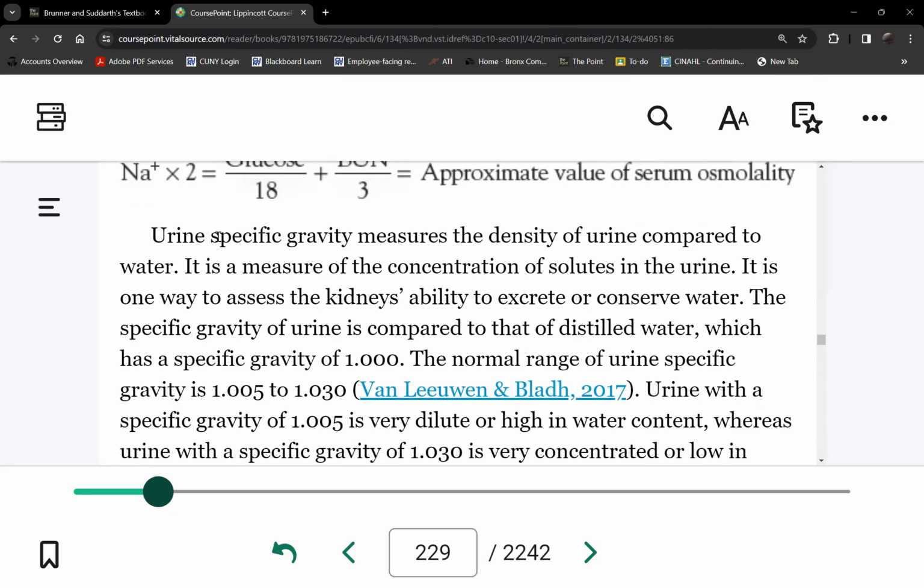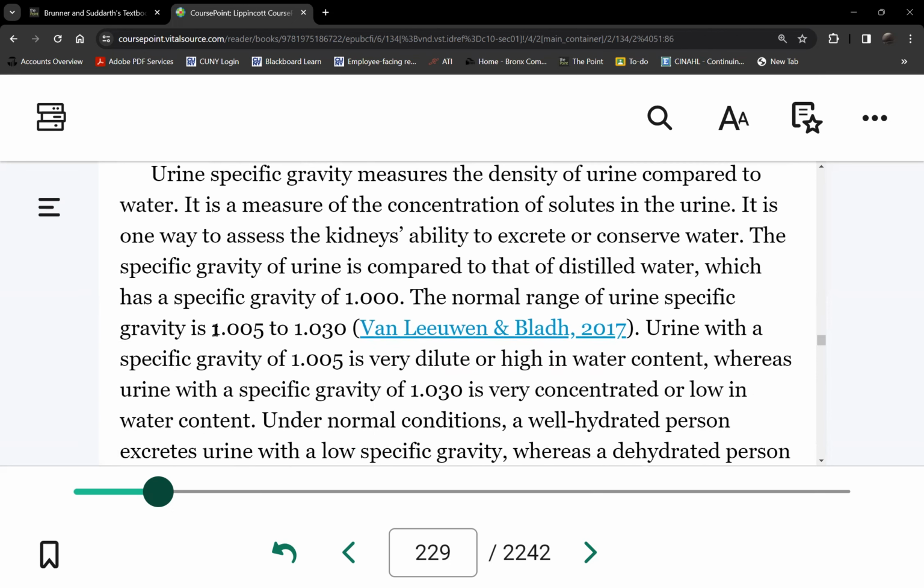Okay, so here, specific gravity. So normal is between 1.005 to 1.030. So if it's a dehydrated patient, concentrated urine, what will the specific gravity be? Higher than 1.031 and higher.